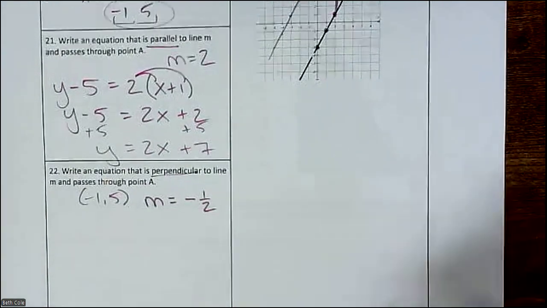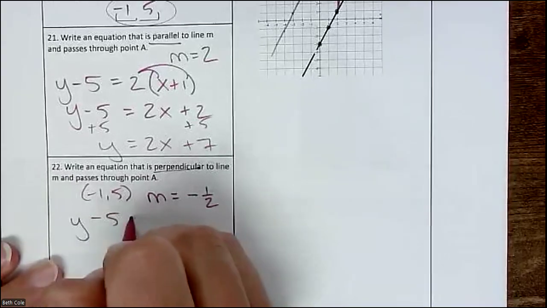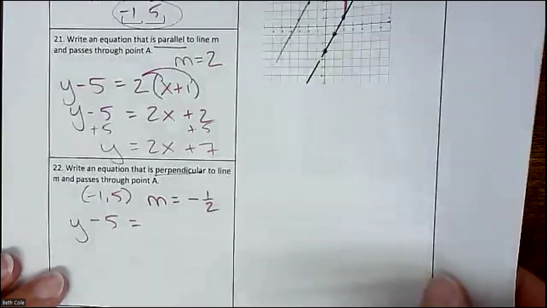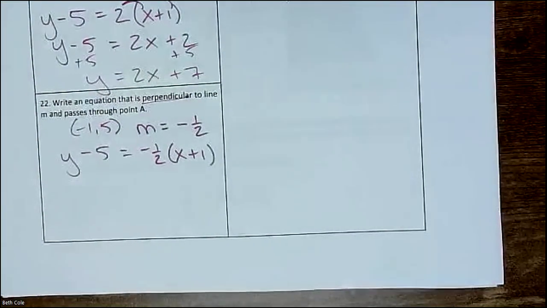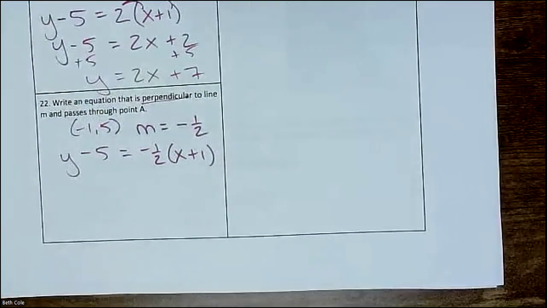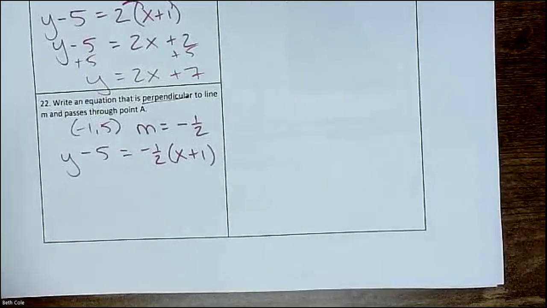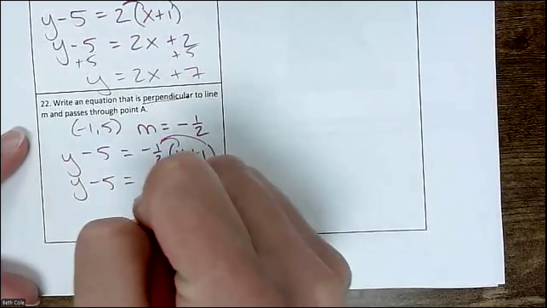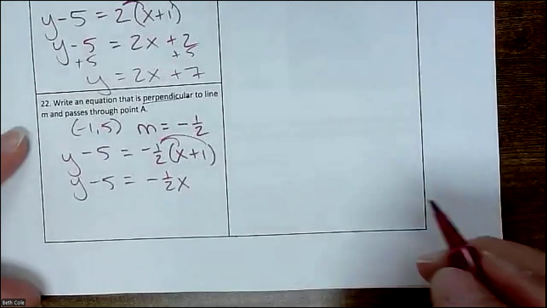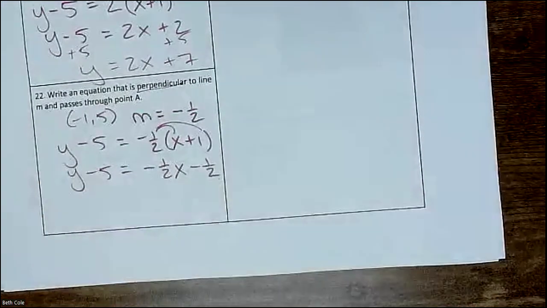That was excellent. We're gonna do it one more time. Y minus 5 equals -1/2 x plus 1. You just keep doing the same thing over and over again. There's no excuse for not knowing your recipe at this point. We've done it 7 gazillion times. All right, distribute. Y minus 5 equals negative a half x minus a half.